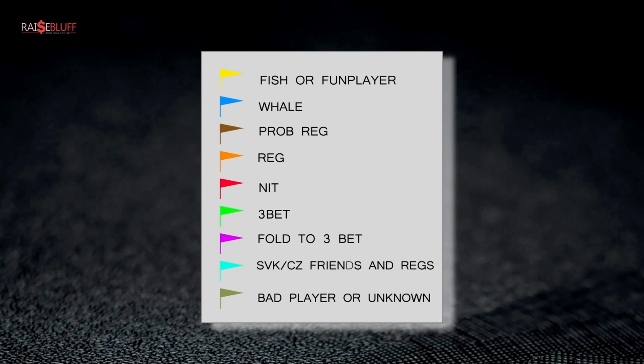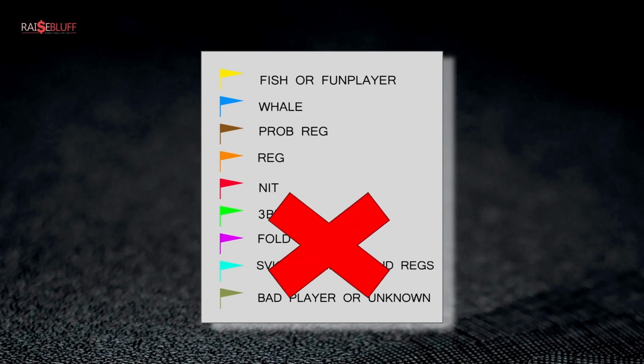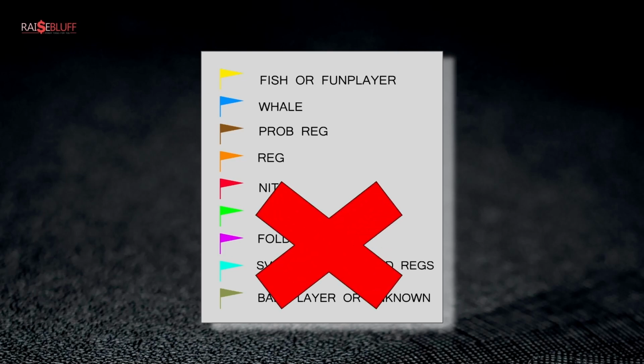Maybe now you are asking yourself, how do I know that this particular player is folding to 3-bets a lot, or this particular player is 3-betting a lot? Let's assume that you are not using tracking software yet. So let's make it simple. So for now you will start using only 4 colors or 4 types of players. One for fish, one for whale, one for rec, and one for probably rec.